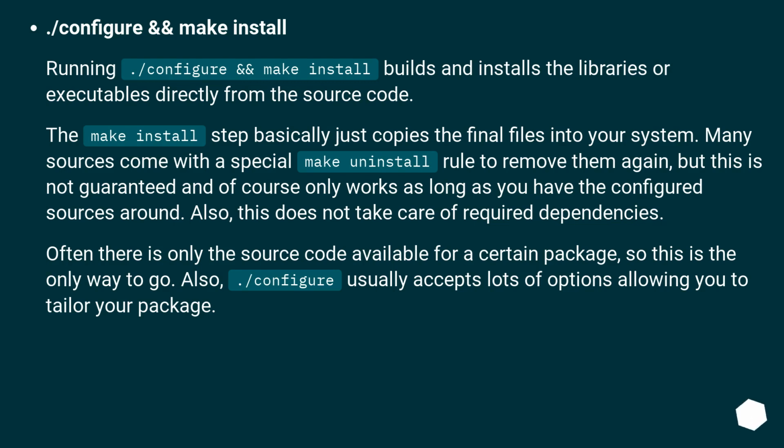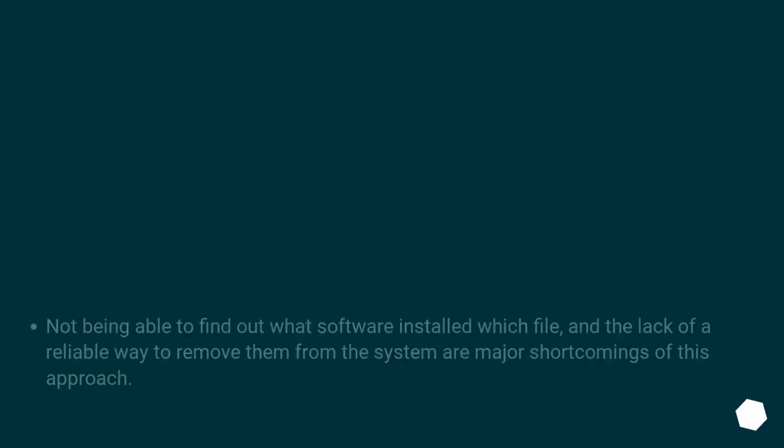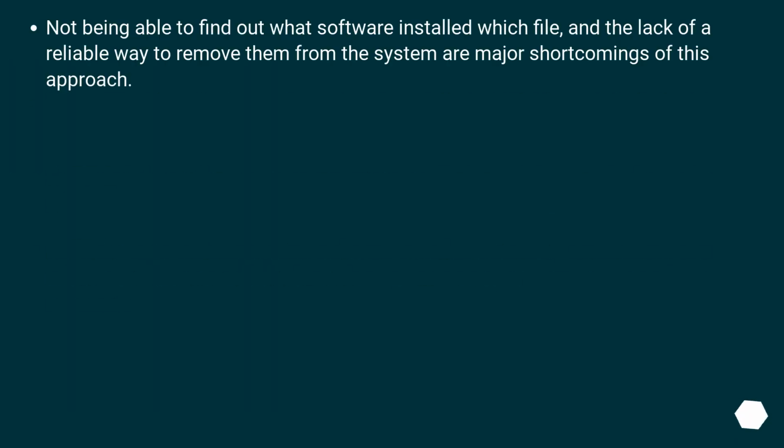Often there is only the source code available for a certain package, so this is the only way to go. Also, ./configure usually accepts lots of options allowing you to tailor your package. Not being able to find out what software installed which file, and the lack of a reliable way to remove them from the system are major shortcomings of this approach.